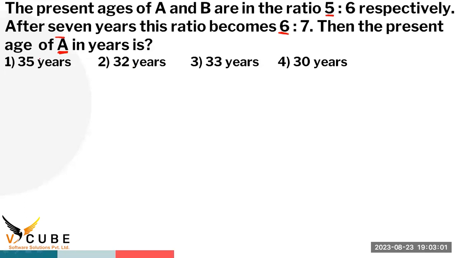What is the first option? 35. 35 is a multiple of 5? Yes, sir, 5 sevens are 35. After 7 years, 35 plus 7 is how much? 42. 42 is a multiple of 6? Yes, sir, 7 sixes are 42. So that's why option 1 is the right answer, guys.